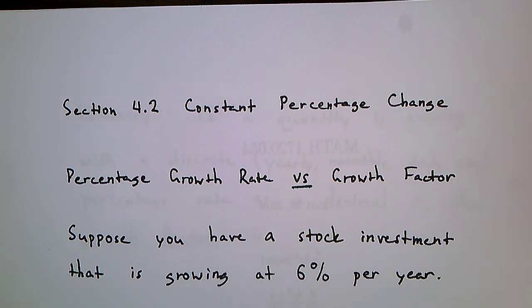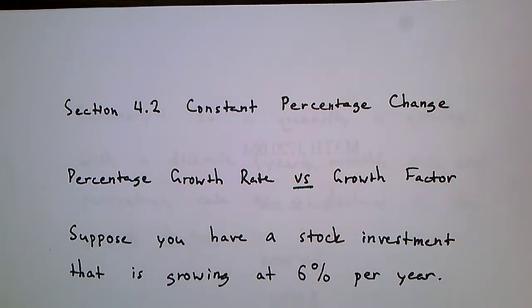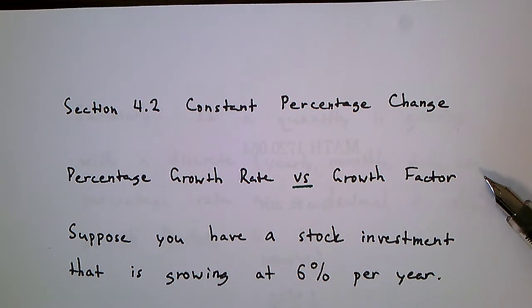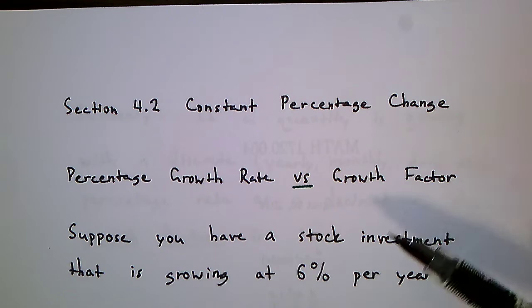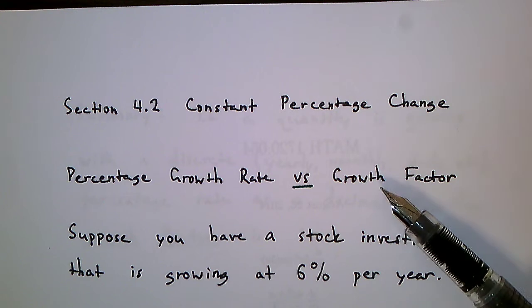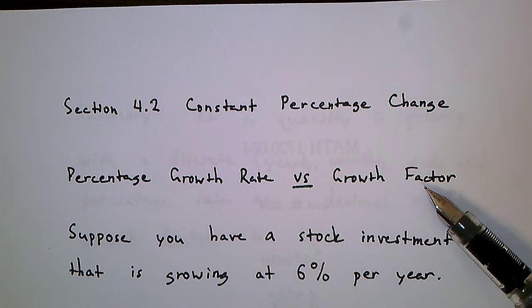In this first video for section 4.2, constant percentage change, you're going to learn about percentage growth rates versus growth factors. You should remember growth factors from the previous section where we learned about exponential functions and exponential growth. An important thing to remember about an exponential function is that it changes by constant multiples of a, where a is the base of your exponential function. For exponential growth, the base was the growth factor. That was another name for it.